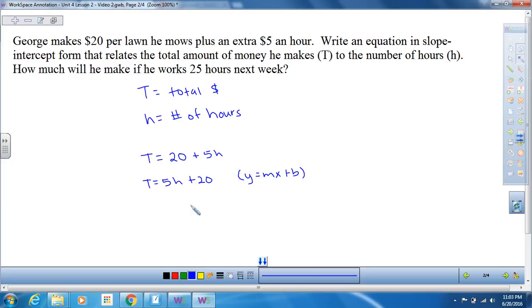How much will he make if he works 25 hours next week? All right, so 25 hours. Well, that means I'm going to plug 25 in for h. So this is an easy one because you can just type it in your calculator. 5 times 25 plus 20 would be $145.